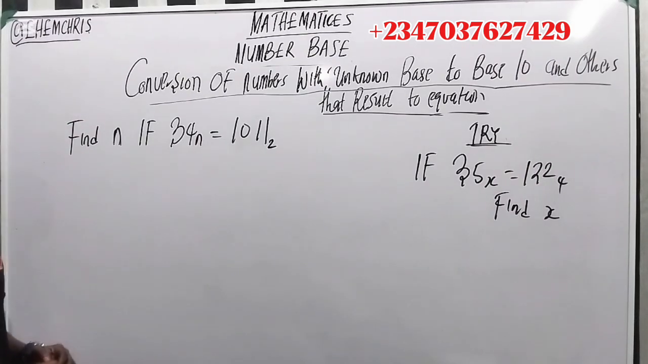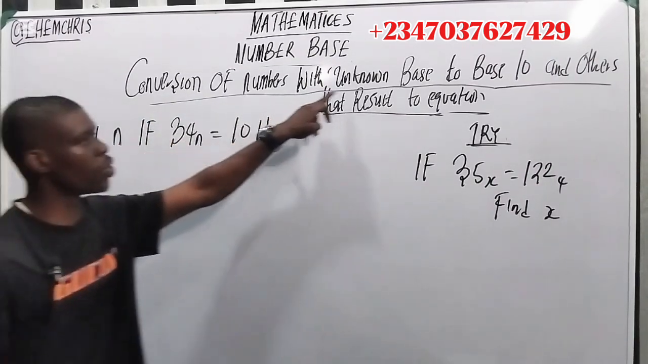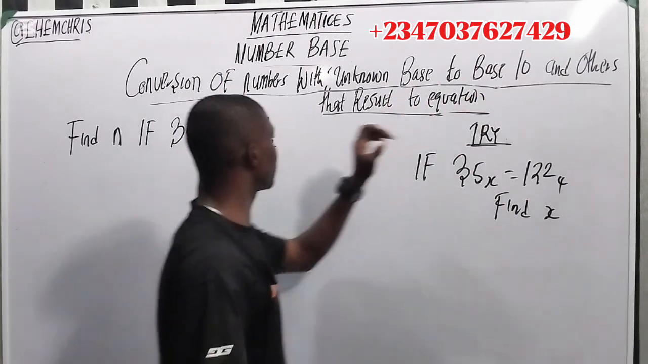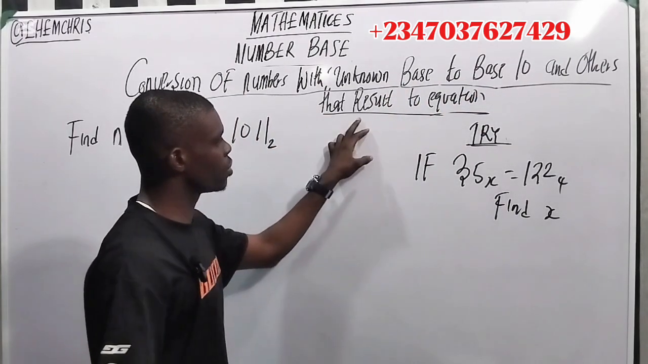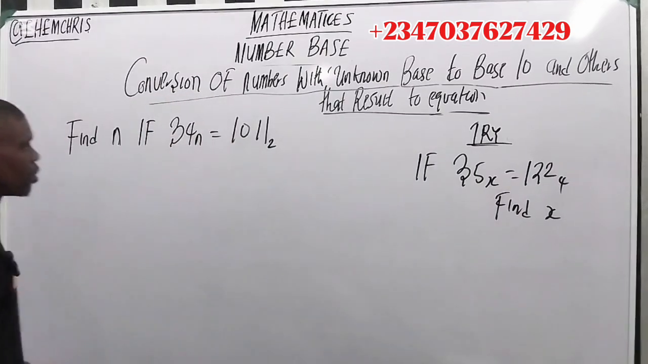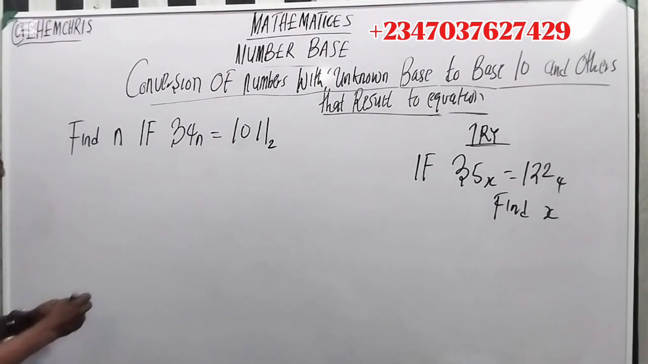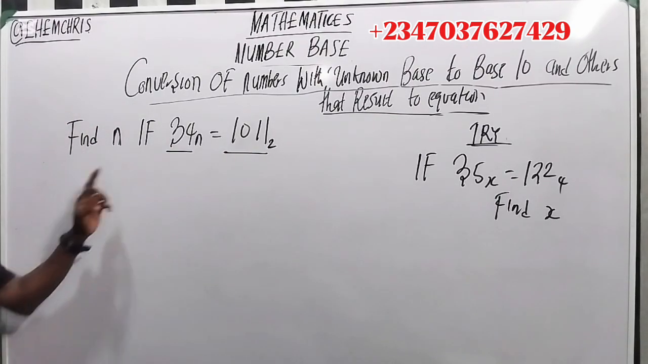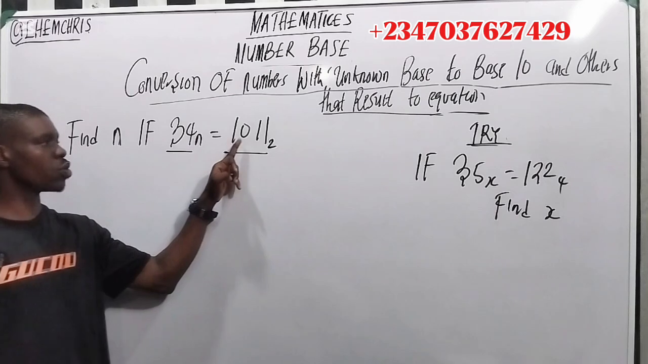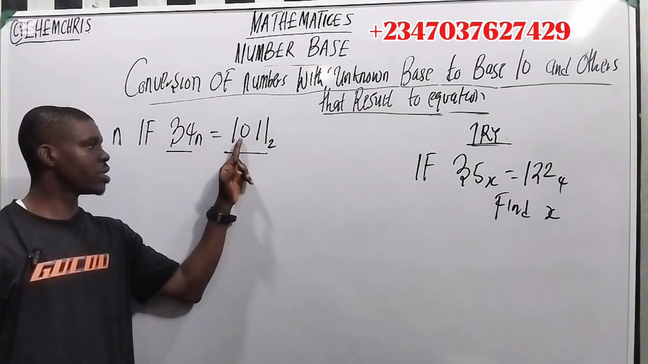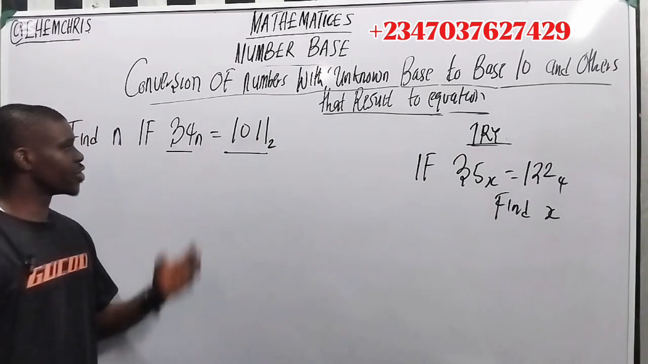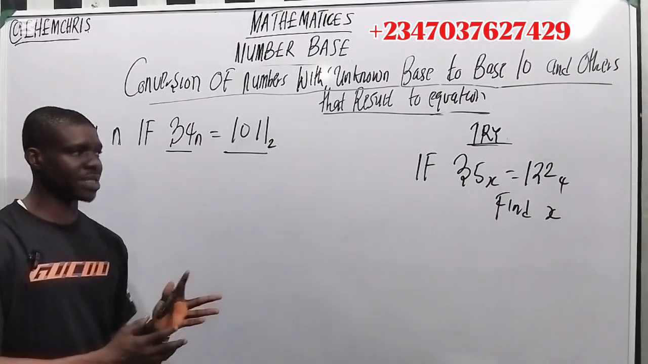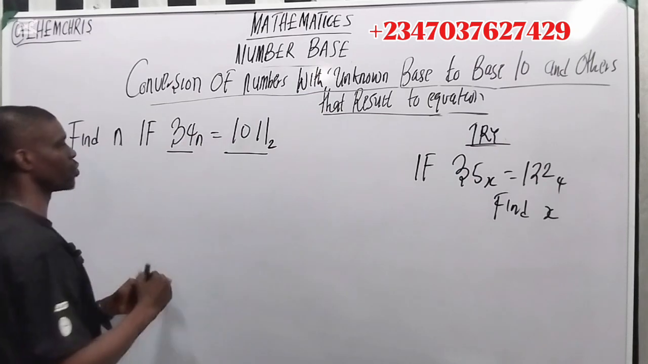Now, let's look at the last thing: conversion of numbers with unknown base to base 10 and others that result in an equation. Okay, now if you have something like this: find n if 34 base n is equal to 1011 base 2, right? So now we want to convert the two of them to base 10, in order for you to find the unknown, right?